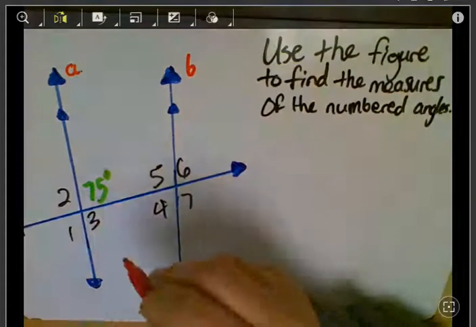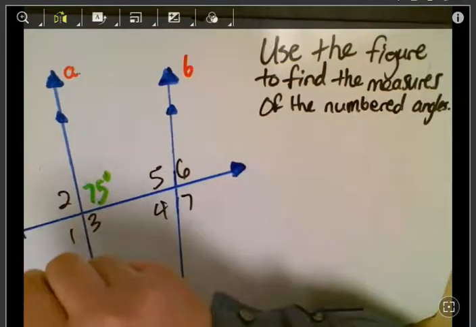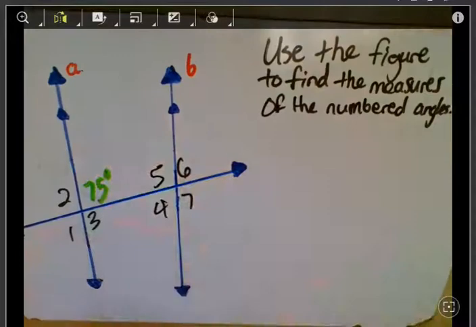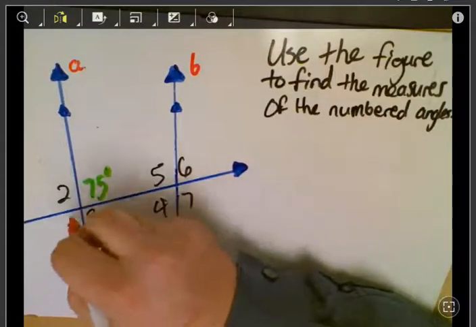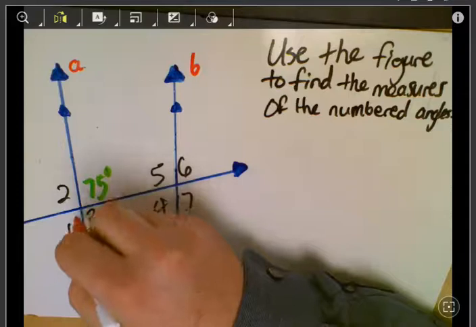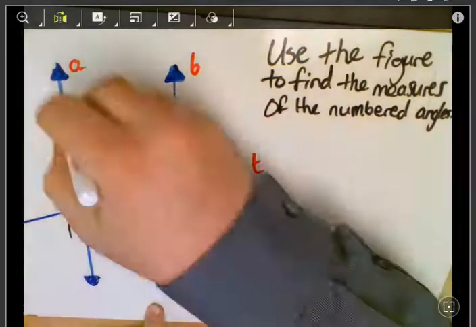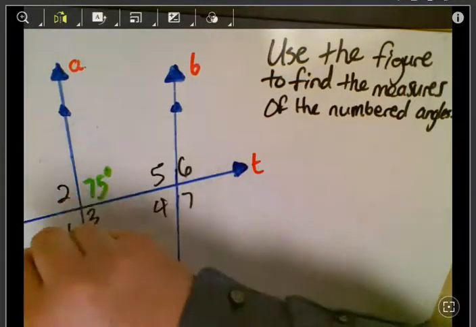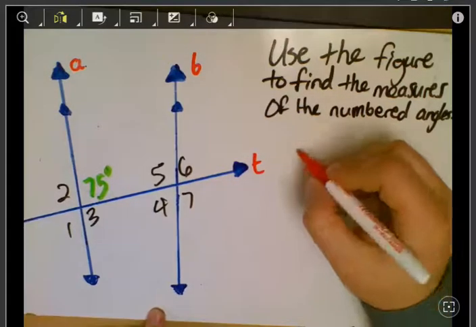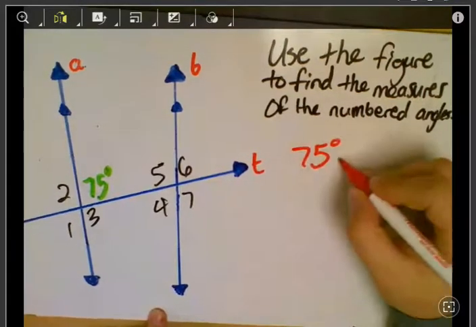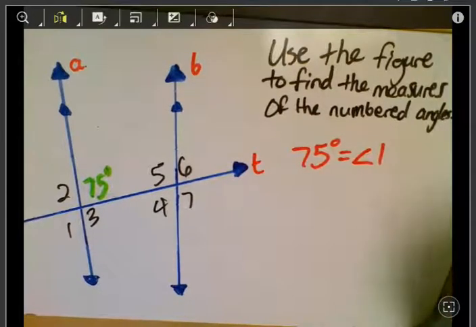Remember, vertical angles are two angles that are congruent when we have two lines that intersect each other. So the angles that are opposite each other where the lines intersect. So we have line A that intersects line T. They intersect, and 75 degrees here is congruent to angle 1. So we know 75 degrees is congruent, equal, to angle 1. Okay?